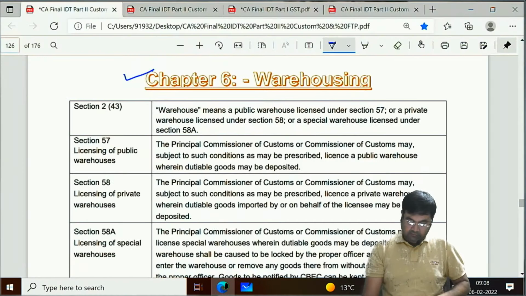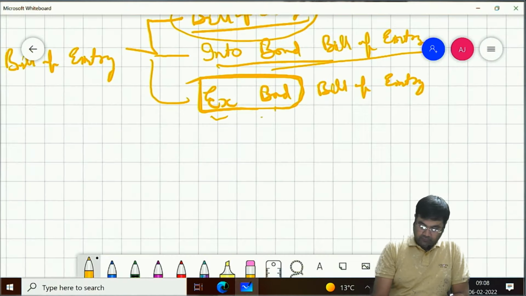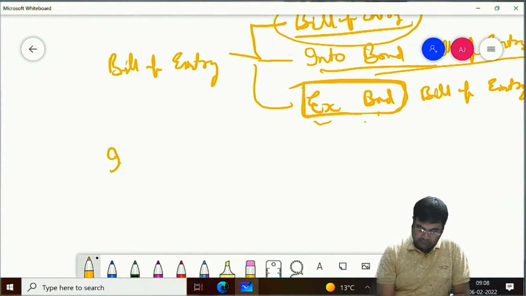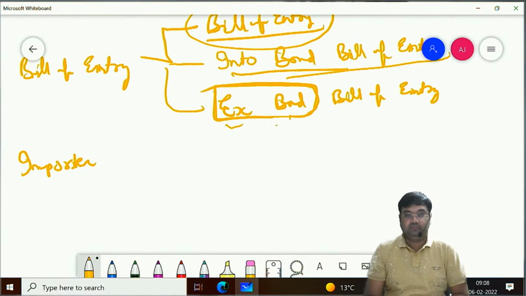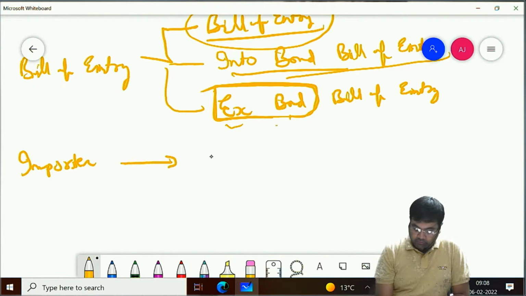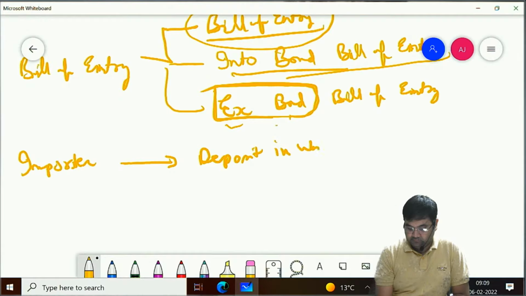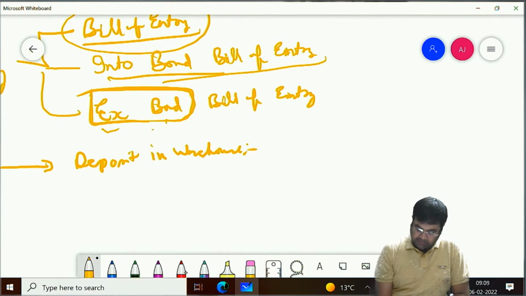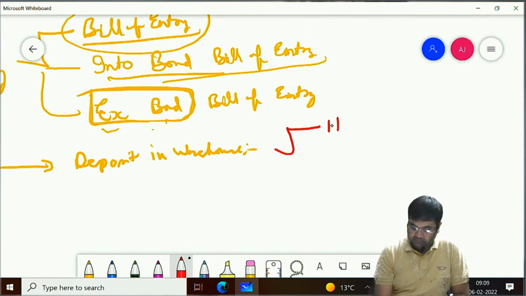So you people are aware of what warehousing is. Now suppose the importer opted for warehousing. The importer opted for warehousing, that okay, I would like to deposit in the warehouse. I don't want to go basically for home consumption. So the importer is going to deposit in the warehouse. Now what next? Next is basically he can go for home consumption later.